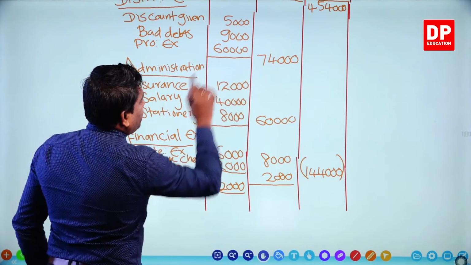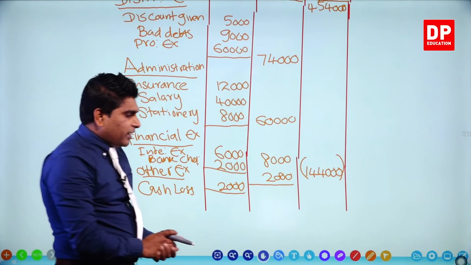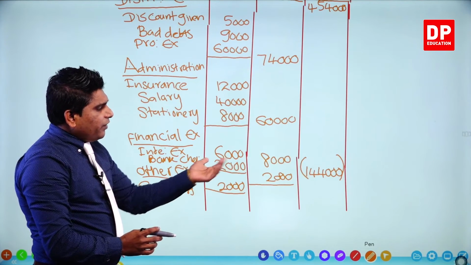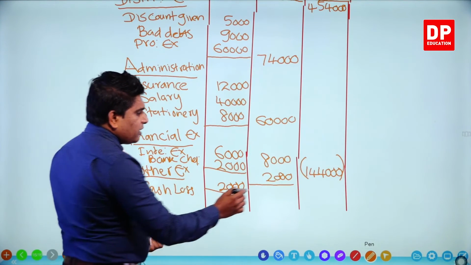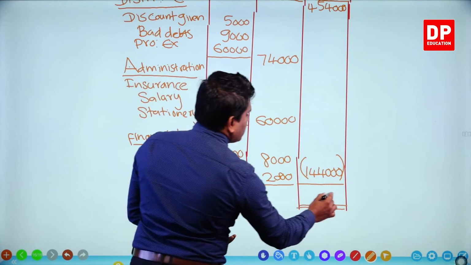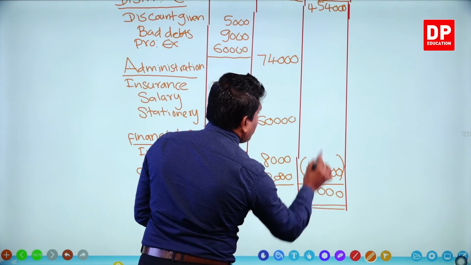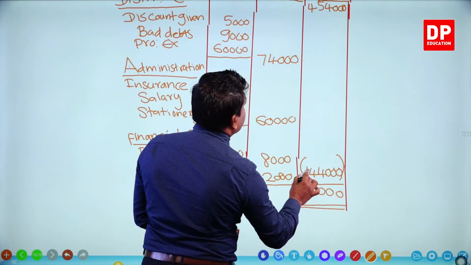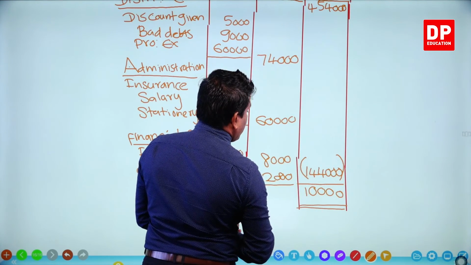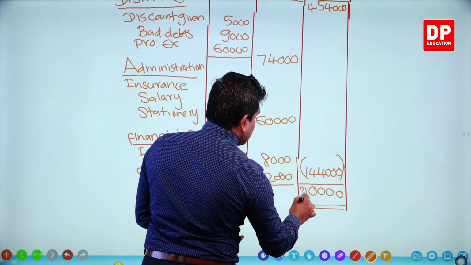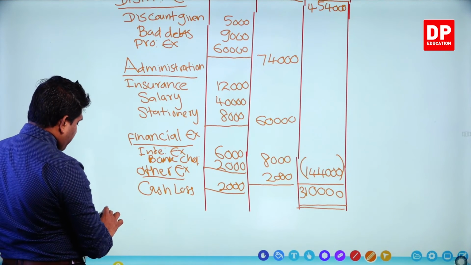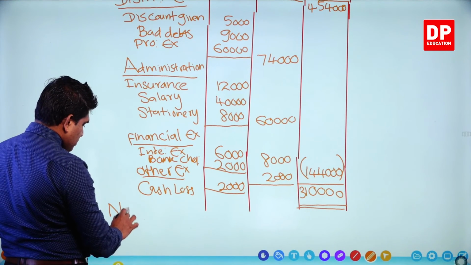How? Above, 454,000 is the total income, and 144,000 is the total expense. From the total income you subtract total expenses. 4 minus 4, 0. Then 5 minus 4, 1. Then 4 minus 1, 3. 310,000 is the net profit.